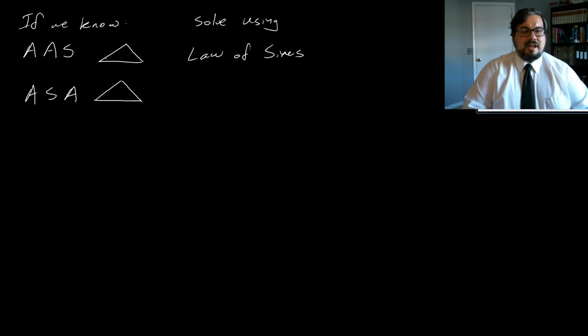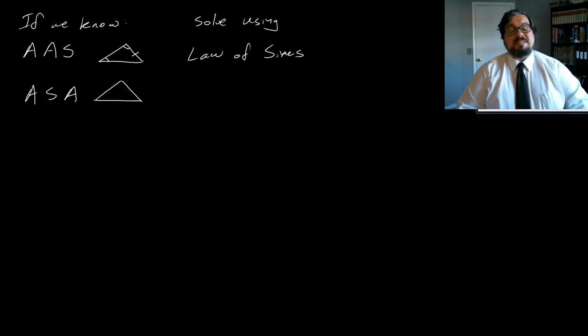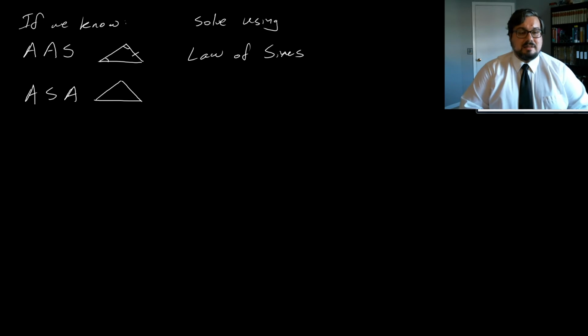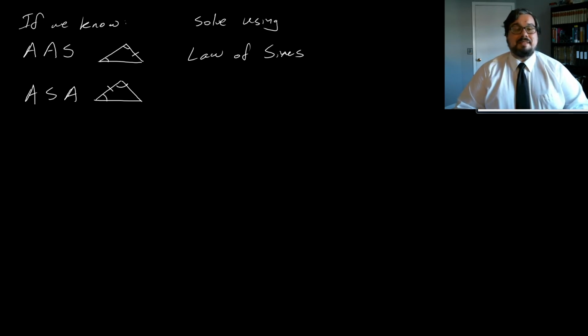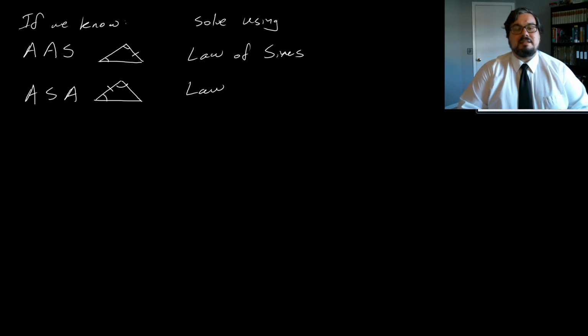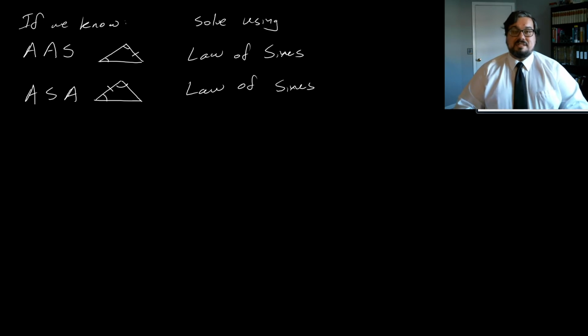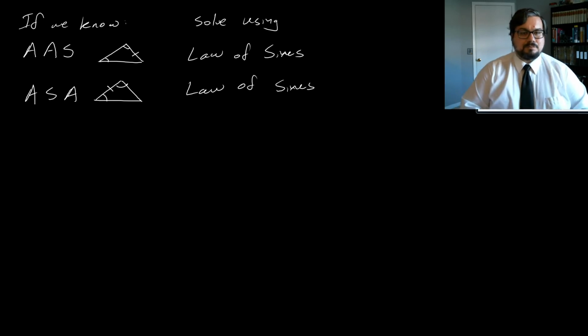So angle, angle, side would typically be a situation where you know two angles and then some side that doesn't lie between them. Angle, side, angle would be knowing two angles and the side between them. Both of these can be handled using the law of sines, the way that we just did. Your first step is to figure out what the angle measure of the other angle is, and then go from there.